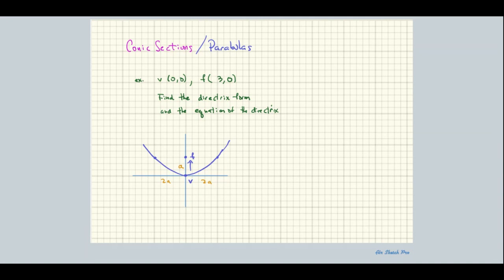Okay. So, there is my focus, there's my vertex. And the way we'll do this is the directrix is going to be exactly as far away from the vertex as the focus is. So the vertex kind of sits right in between the two. So this is called the directrix line. That's the directrix line.